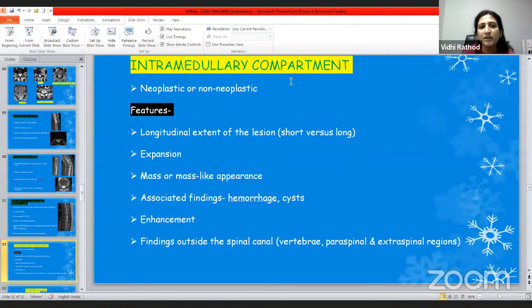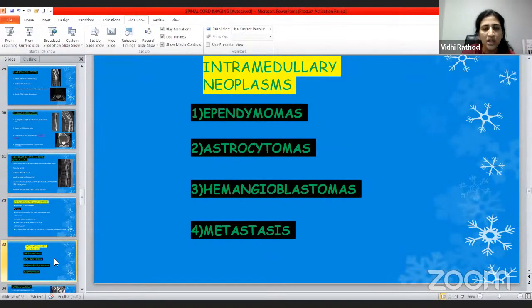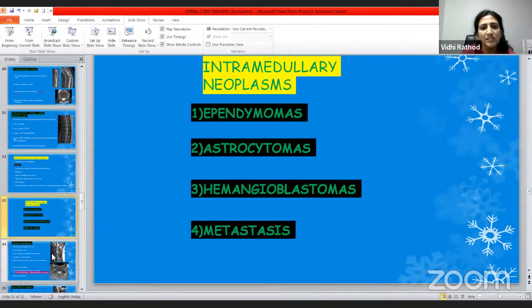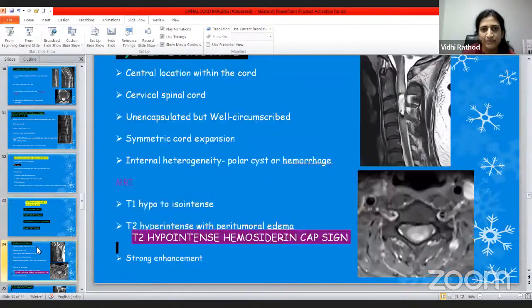Next is the intramedullary compartment, which can be either neoplastic or non-neoplastic. Certain features are present through which we can differentiate whether there is a neoplasm or not. Longitudinal extent of the lesion: usually neoplasms are long segment, expansile, they have a mass-like appearance, and they're associated with hemorrhage and cysts. Usually they have intense post-contrast enhancement and associated findings outside of the spinal cord. So the most common intramedullary neoplasms are ependymomas, astrocytomas, and hemangioblastomas. And then we have METs.